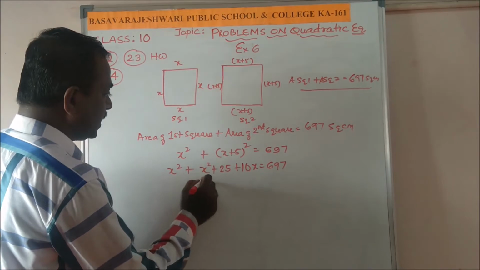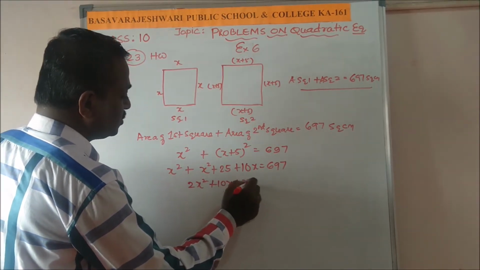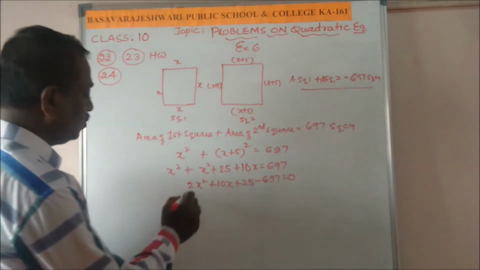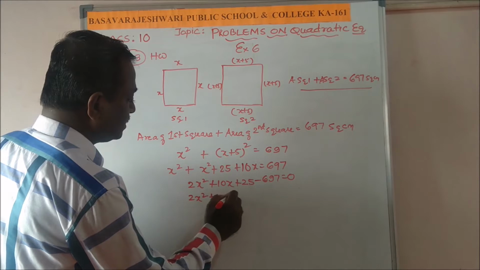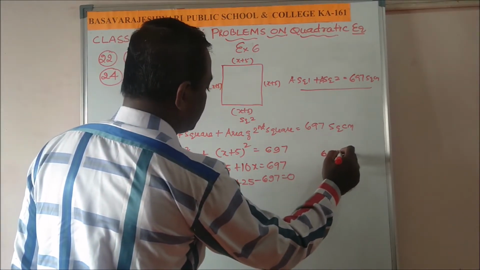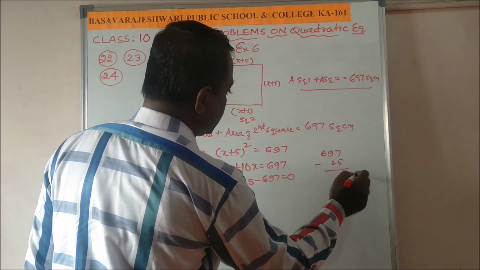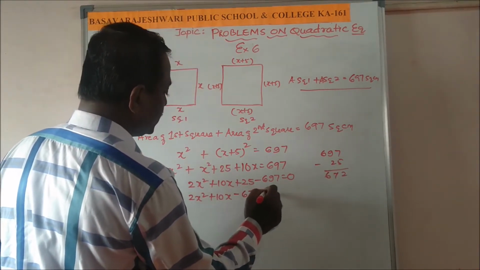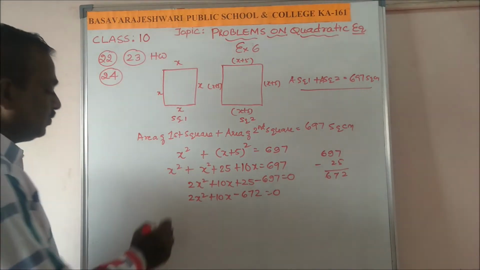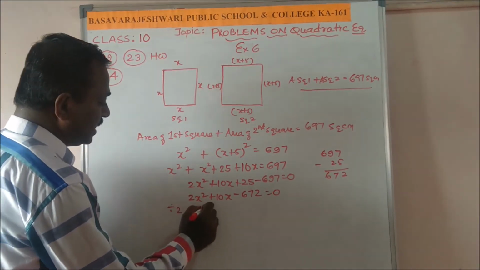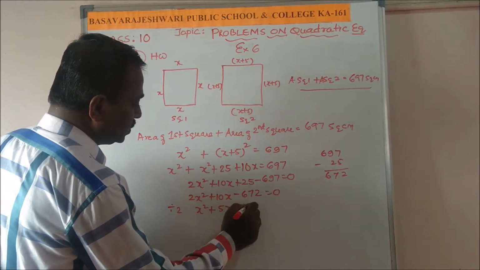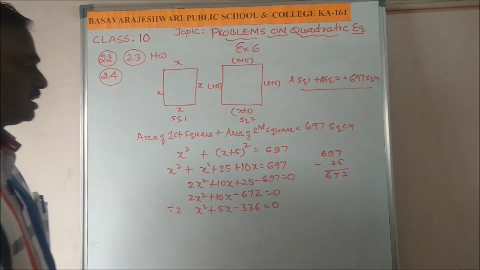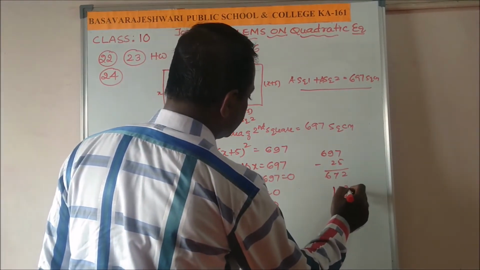x square plus x square is 2x square plus 10x plus 25 minus 697 is equal to 0. So 2x square plus 10x, 697 minus 25 is 672. 672 is equal to 0. Divide through by 2. x square plus 5x minus 336 is equal to 0. Find the roots of 336.